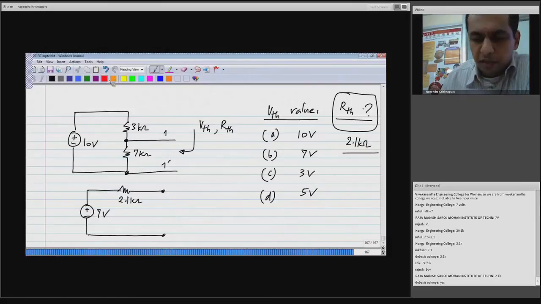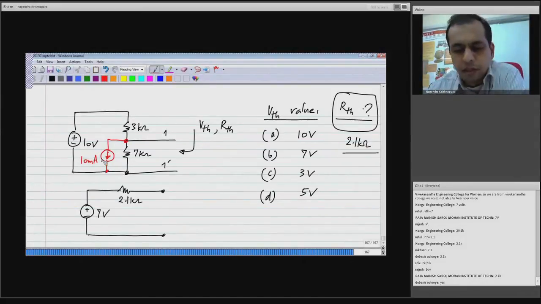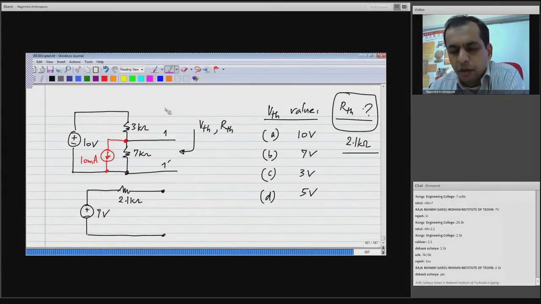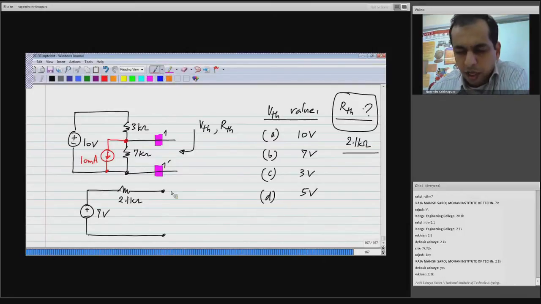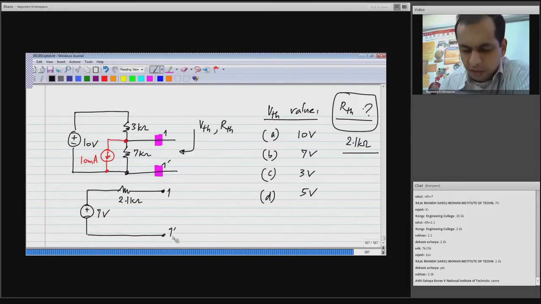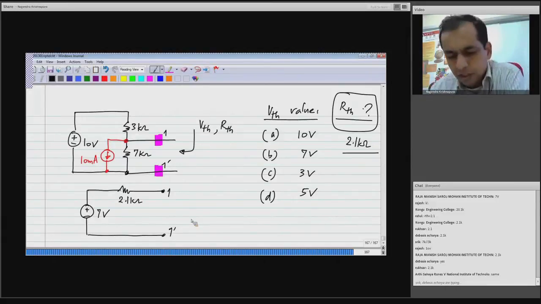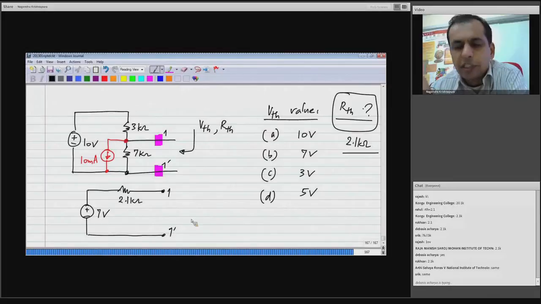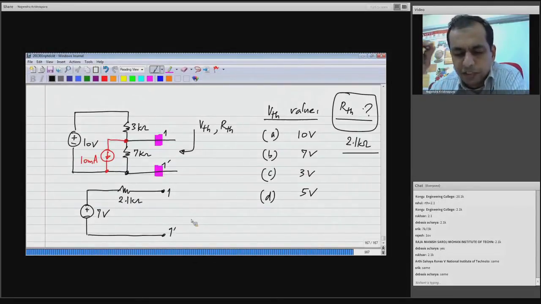So now let me make the circuit more complicated. I will add a 10 milliamp current source as shown in red. Now of course according to Thevenin's theorem, by the way I should have marked the terminals here, this is 1 and 1 prime. At 1 1 prime I can represent this new circuit also with a single voltage source and a resistance. Now my first question is, what will be the value of the resistance in this new circuit? What is the value of RTH?